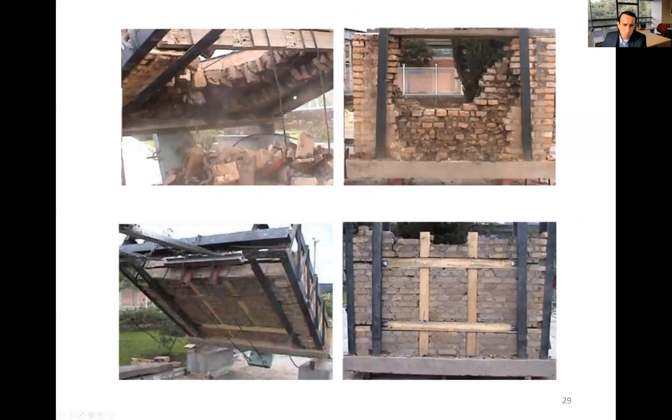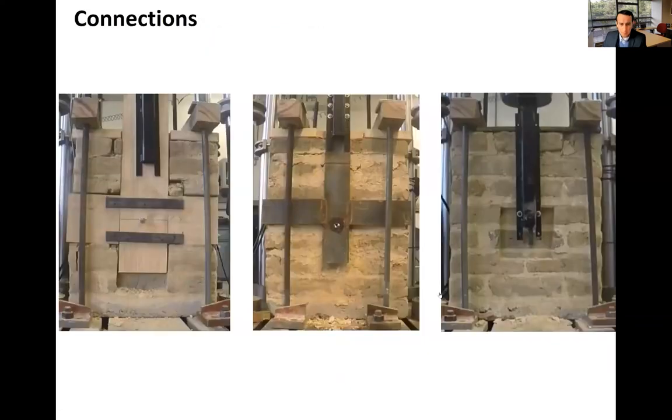This adobe wall at the top collapsed after just rotating a little bit the framework that we have for the test. Here we put some timber elements, and as you observe, the timber elements will control the out-of-plane collapse of this adobe wall.